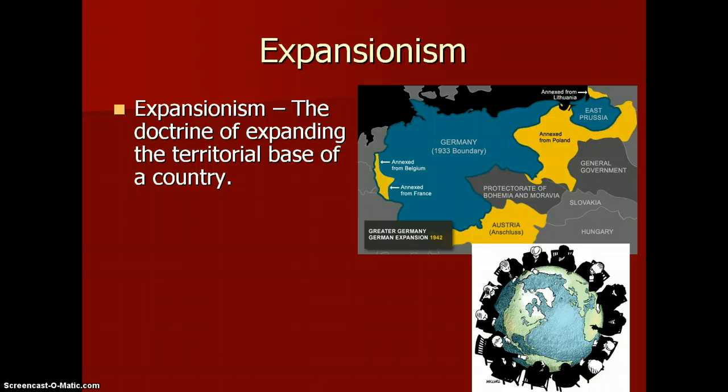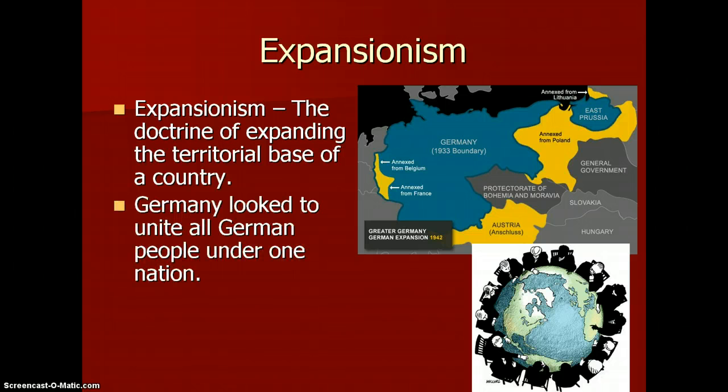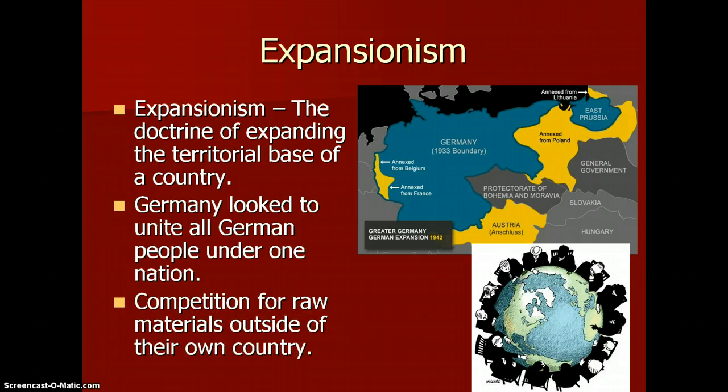Expansionism is the doctrine of expanding the territorial base of a country. The countries were always looking for new resources, which could not always be acquired through trade and needed military expansion at times. The Germans' views on expansion were to unite all people of German heritage into one country. The surrounding countries in Eastern Europe had many ethnic groups in different countries, and Germany wanted to bring all of the countries with German people under their control.